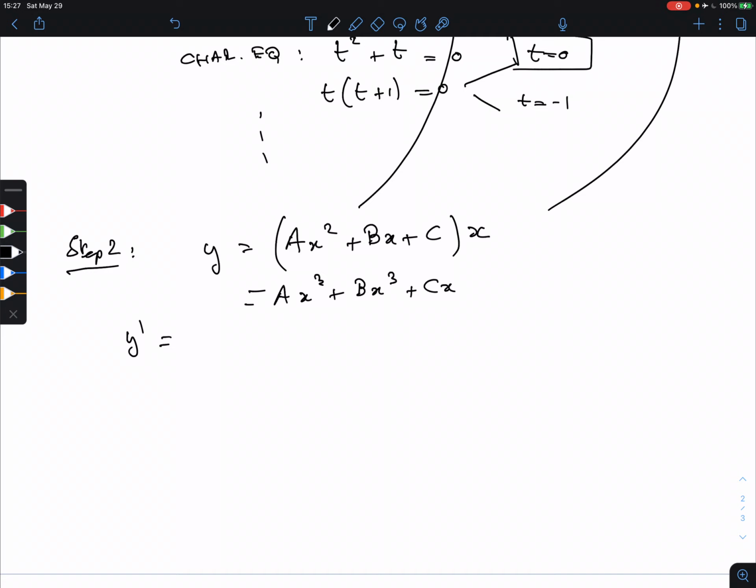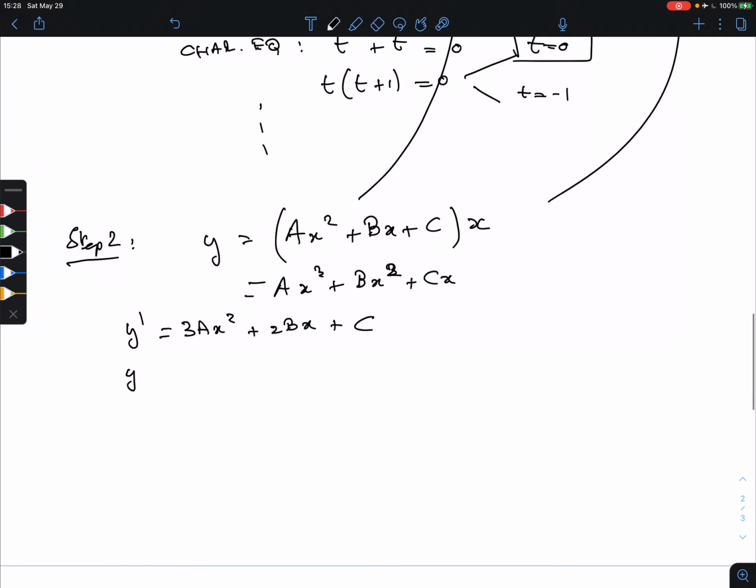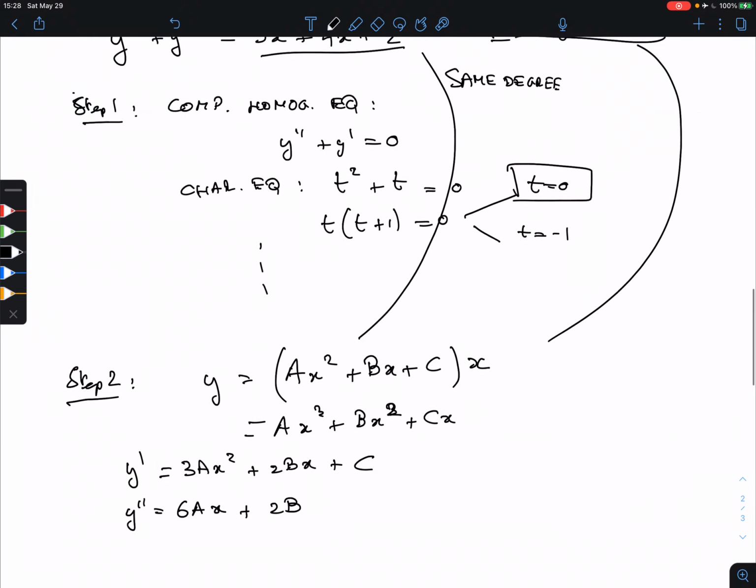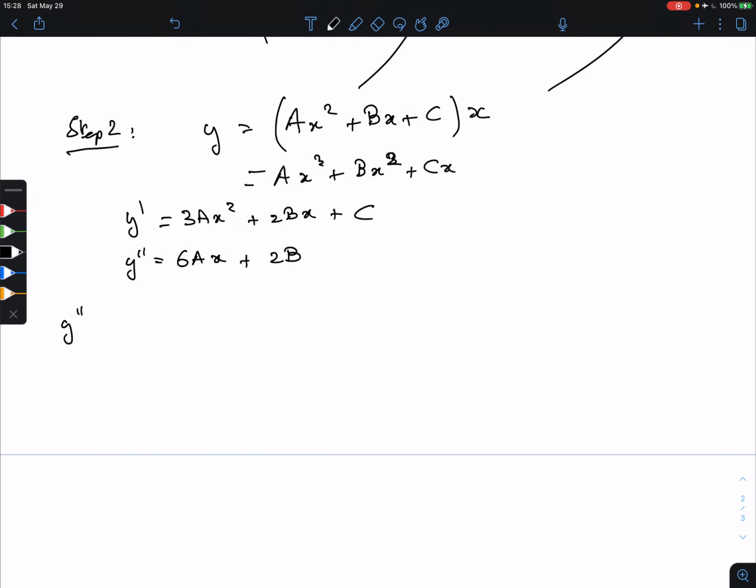Nothing changes. We now take the derivative again, 3ax squared plus, what was I doing here? x cubed, x squared, x, right? Sorry, I put the wrong power there. 2bx plus c. That's the derivative, right? And the second derivative is 6ax plus 2b. Okay. So let's plug this into our equation, y double prime plus y prime. That is equal to 3ax squared plus 2bx plus c plus 6ax plus 2b. Okay, that is fine.